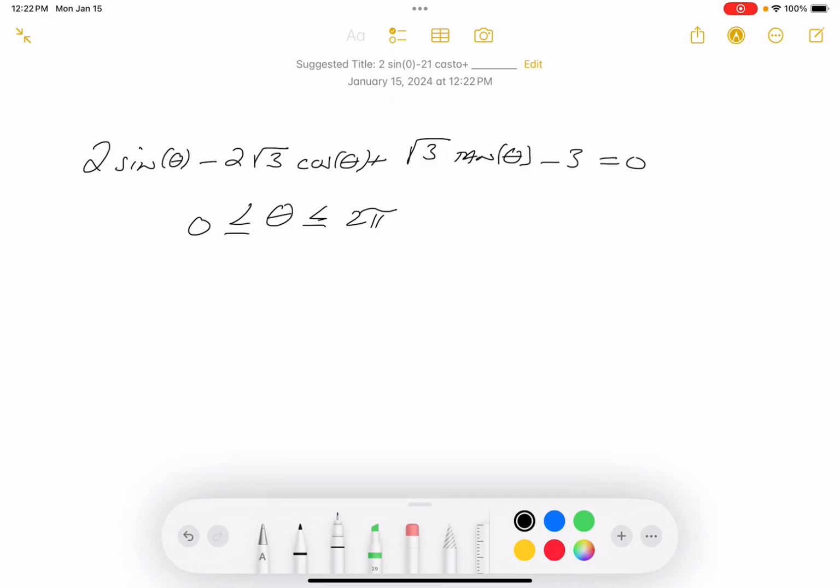Okay, it's an interesting question. There's four terms, and I want to solve for theta, where theta is between 0 and 2 pi. Now, when you see four terms, the first assumption is maybe you could factor it by grouping. I notice the first two terms, if you try to group those, I don't see any factors in common.